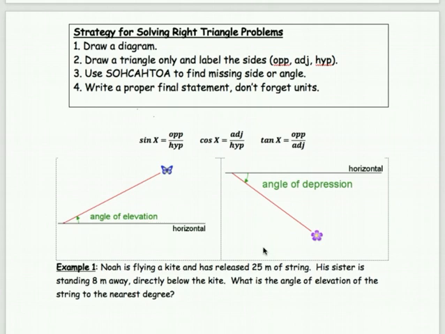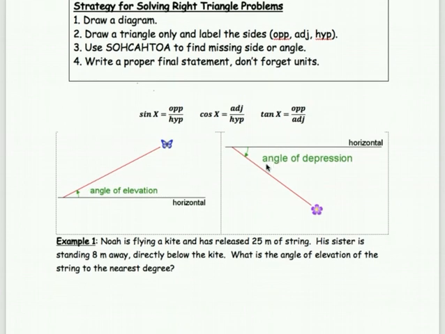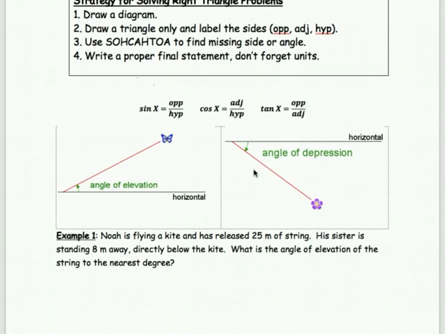Okay, and because these are word problems, make sure that you write a final statement. And don't forget the units. So if it's supposed to be a side length, centimeters, kilometers, millimeters, and if it's an angle, don't forget the degree symbol. Okay, so I have the formulas here. I just want to introduce these two concepts, angle of elevation, angle of depression.